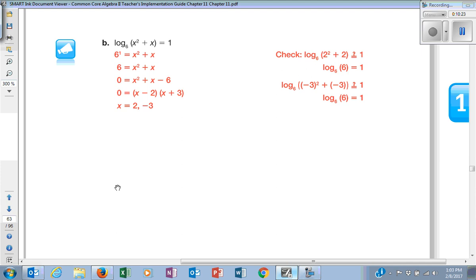And 6 to the first power equals 6 is true. 6 to the first power equals 6. That is true.